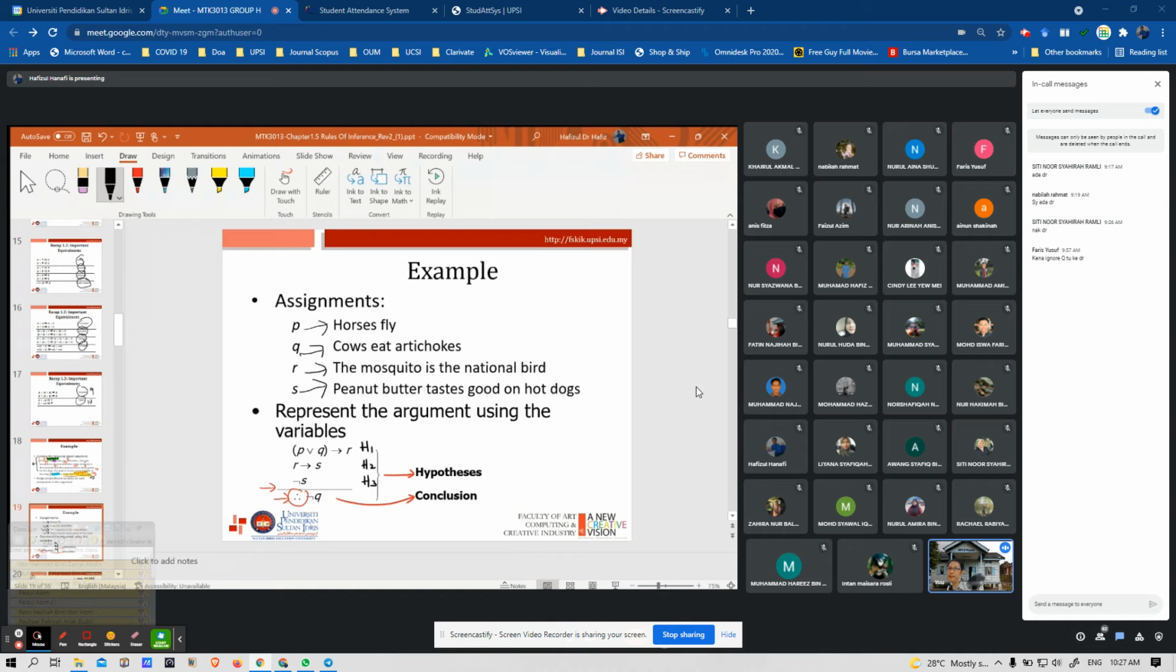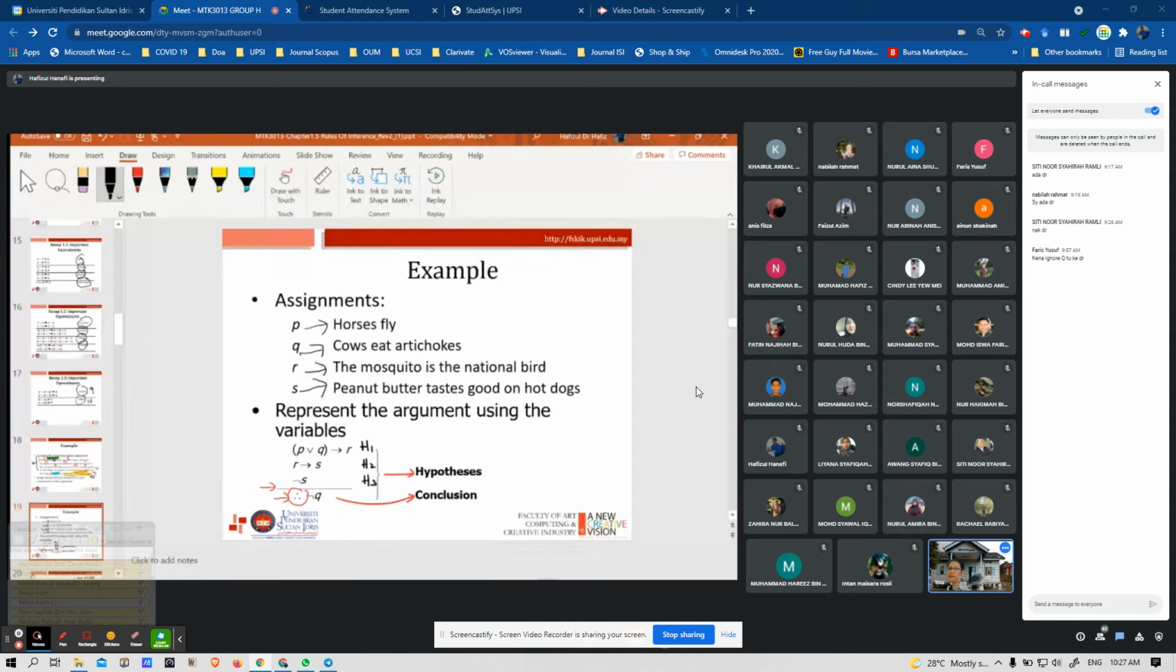Okay, we have P or Q implies R, and then we want to derive R, as hypothesis 1. And for hypothesis 2, R implies S. Okay, and then we negate S. And lastly, as a conclusion, we say that therefore we negate Q: cows don't eat artichokes.